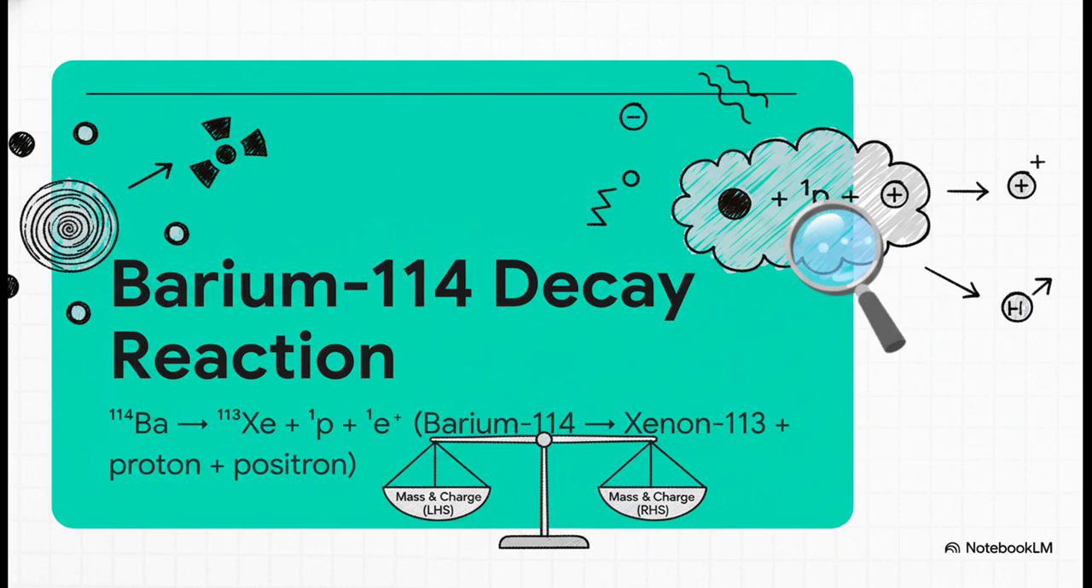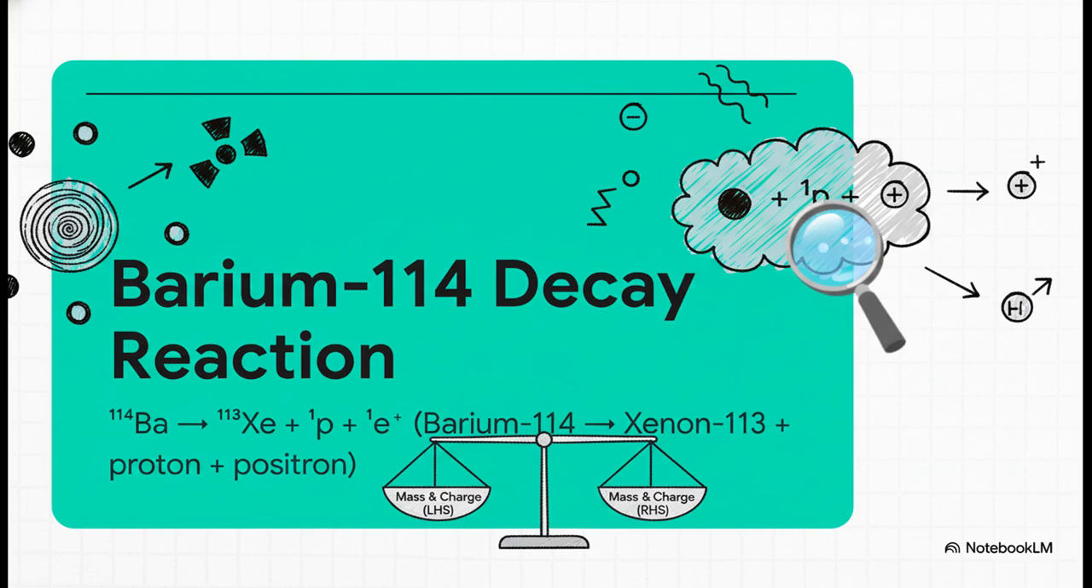So barium-114 has 56 protons. When it spits out a proton, its atomic number drops by 1. When it also spits out a positron, it effectively drops by another 1. So 56 minus 2 gives us 55 protons, and the element with 55 protons is cesium. The mass number also drops by 1 from 114 to 113. Whoops, hold on, it drops by 1 because only the proton has mass, so we're left with cesium-113.